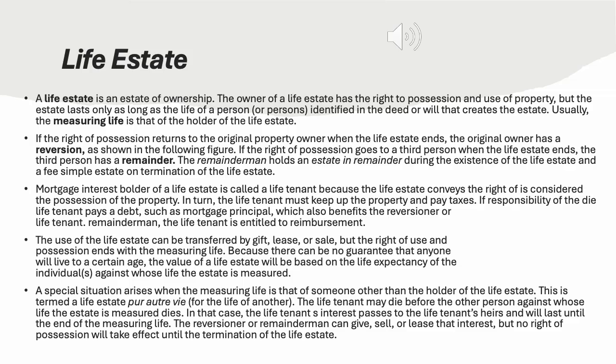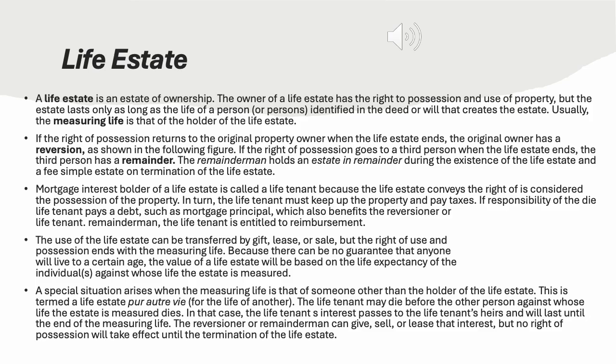If the right of possession returns to the original property owner when the life estate ends, the original owner has a reversion, as shown in the following figure. If the right of possession goes to a third person when the life estate ends, the third person has a remainder. The remainderman holds an estate in remainder during the existence of the life estate and a fee simple estate on termination of the life estate.